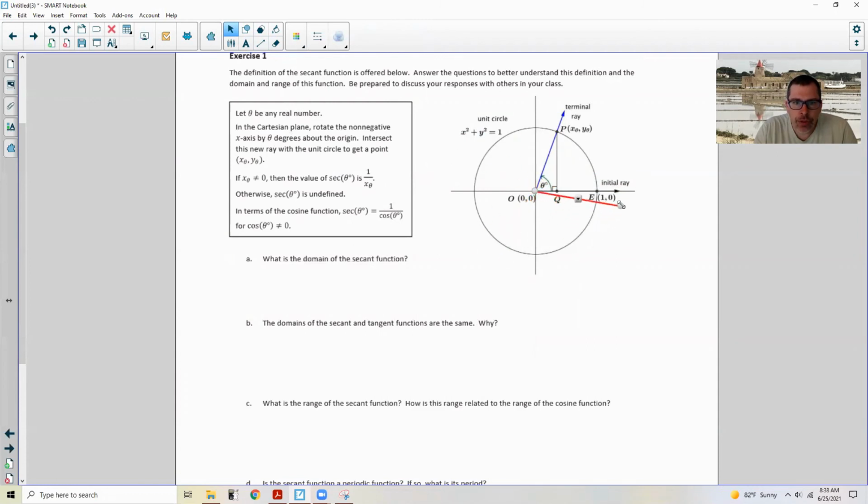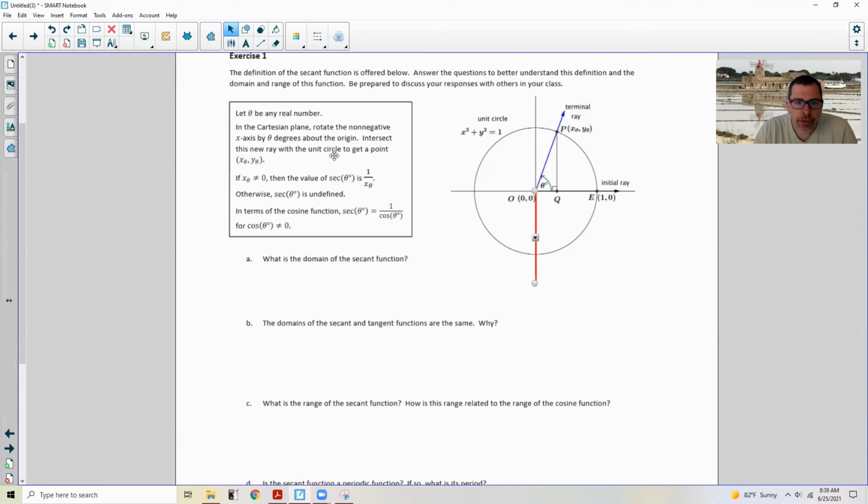Intersect the new ray with the unit circle to get a point x theta, y theta. So anywhere I put this point where it intersects is x theta, y theta. So they moved it up to the terminal ray here, and they called P x sub theta comma y sub theta. If x sub theta does not equal 0, okay, where does x sub theta equal 0? Right here at 90 degrees. That's the point 0, 1. And then down here at 270, this point is 0, negative 1. Okay, the x value or the cosine theta cannot be 0.